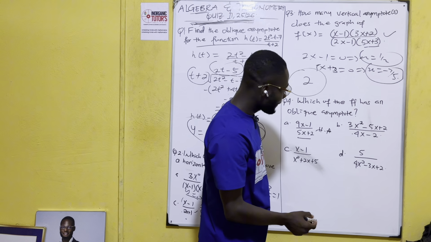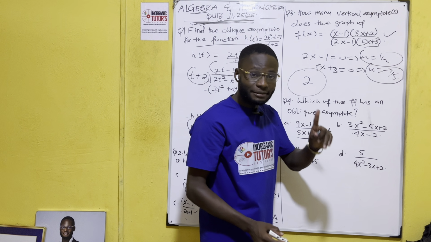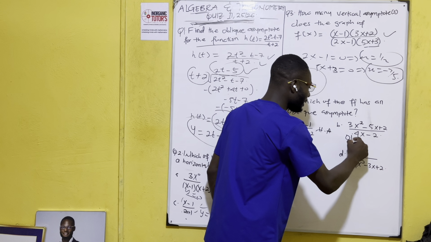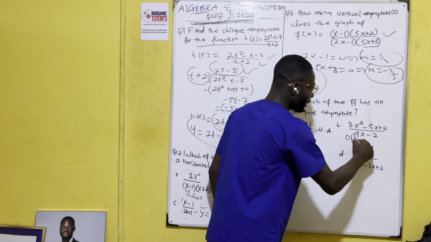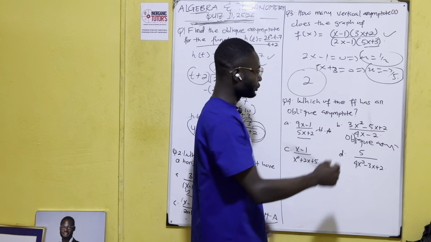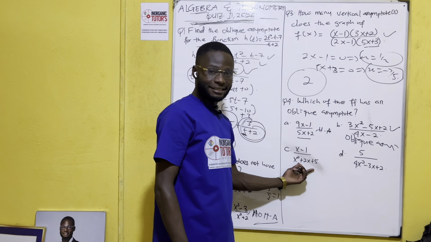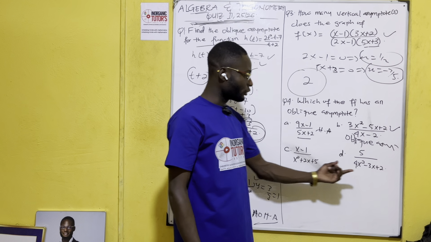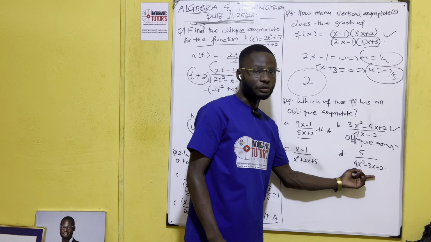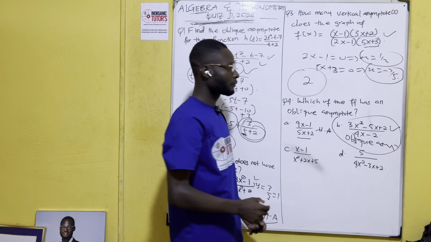Option B, the degree of the numerator is greater than the degree of the denominator just by 1. So this is an oblique asymptote. So option B is correct. Option C is a horizontal asymptote. Option D is also a horizontal asymptote. So the correct option is option B.